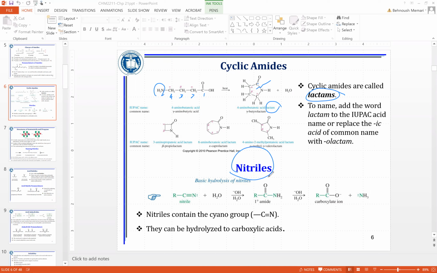Nitrile, when you hydrolyze nitrile in an acidic or a basic solution, is going to give you carboxylic acid, and then it will give you the byproduct of ammonia. So you get carboxylic acid as a result of hydrolysis of nitriles, and that's why nitrile is going to count as an acid derivative, because they can be hydrolyzed to carboxylic acids.